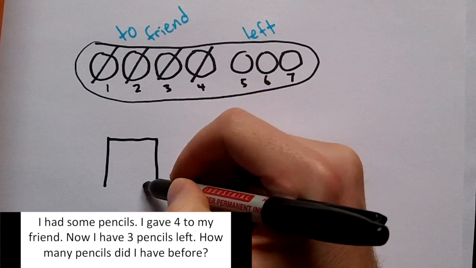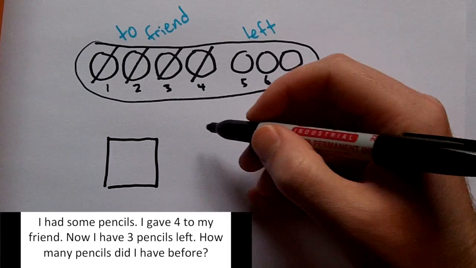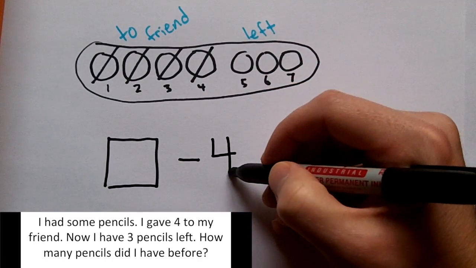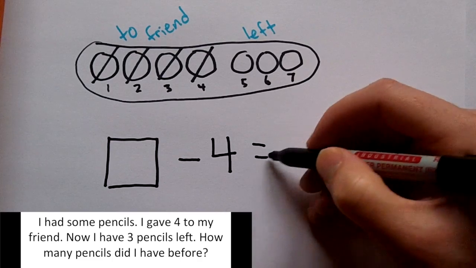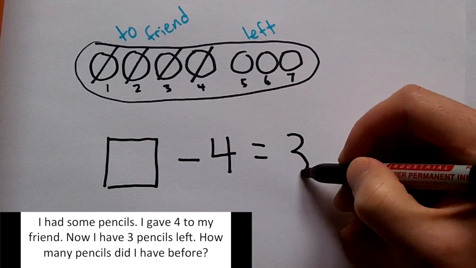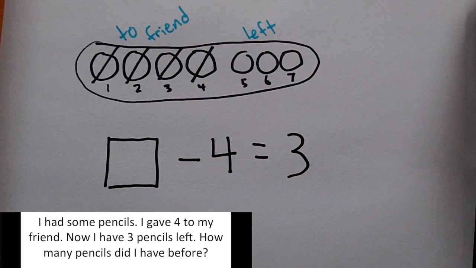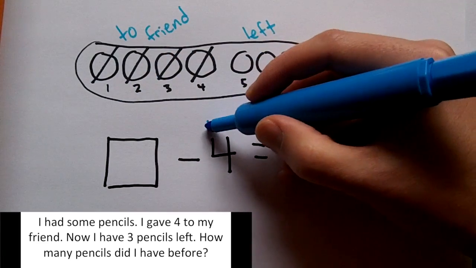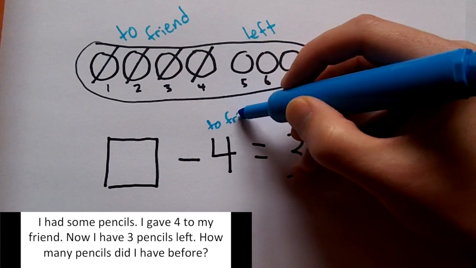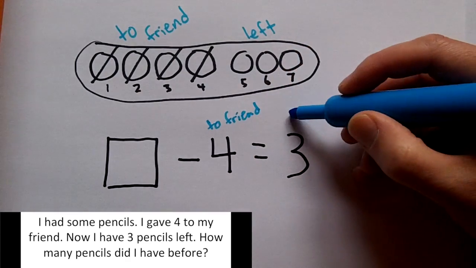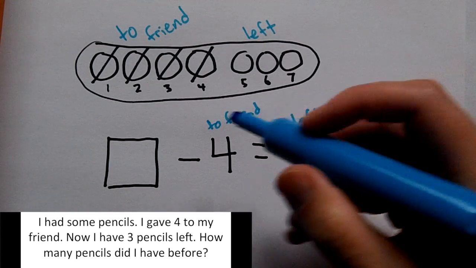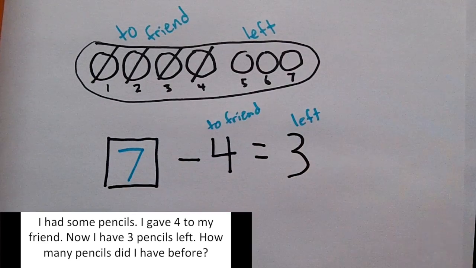Now for the number sentence. I'm going to start with a box because I don't know how many I had at the beginning. I gave 4 to my friends, so minus 4. Now I have 3 pencils left. This is where understanding part, part, and whole is helpful. If you know that 4 and 3 are your parts, then another number sentence you could write to help you solve would be 3 plus 4 equals box, or 4 plus 3 equals box.